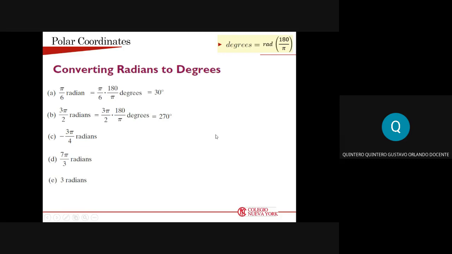Let's continue with the third one, C. Negative 3 pi over 4. Put it in the calculator, and the answer is negative 135, according to Sara Jimenez. Beautiful, Sara. You got it first. Amazing stuff. D now.